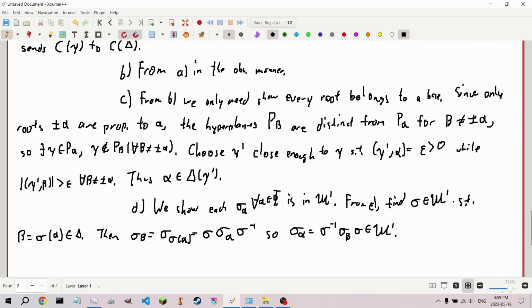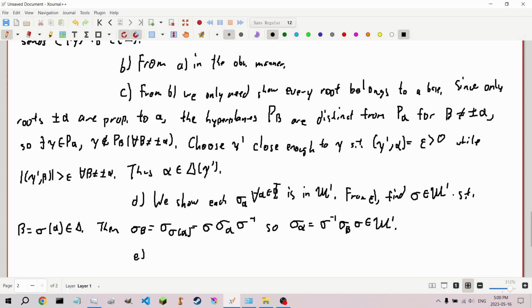And finally, we want to show that if an element of the Weyl group preserves a base, then it is the identity. So we're going to let σ of our base be the base, and assume that σ is not just 1.